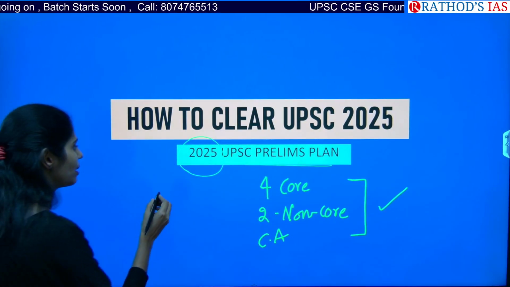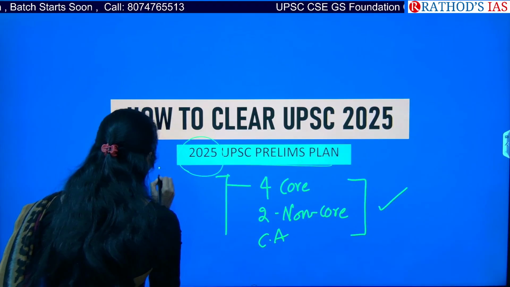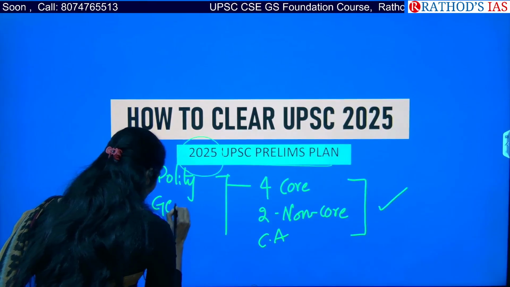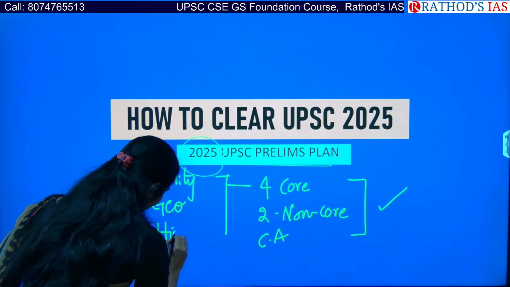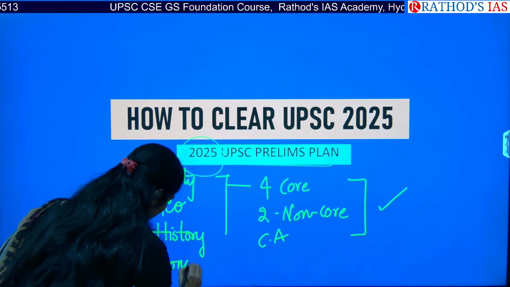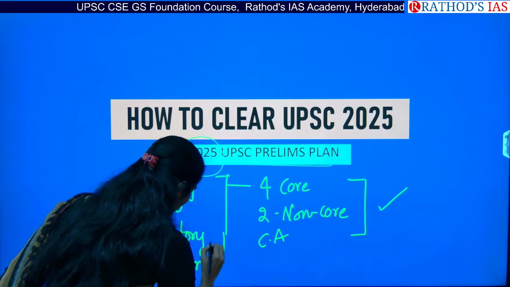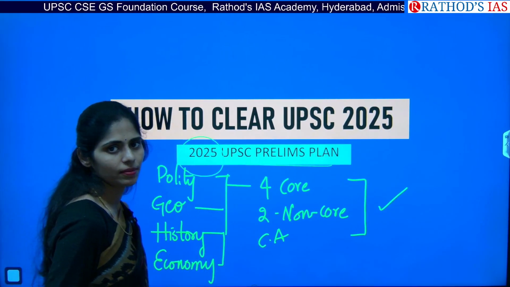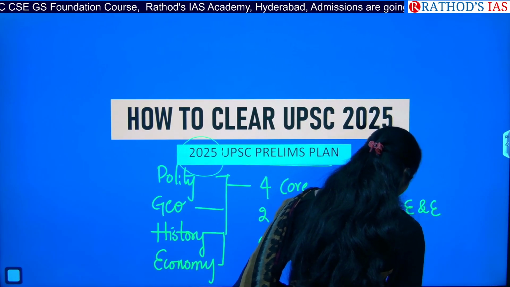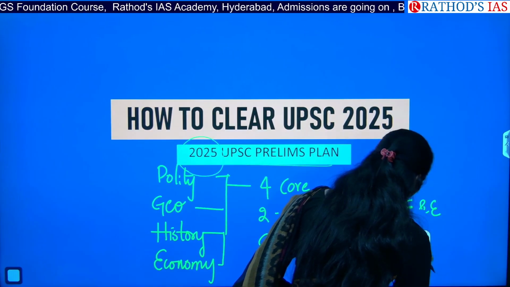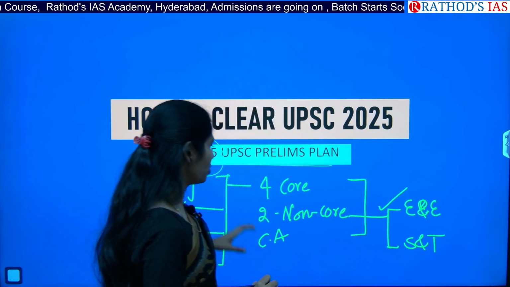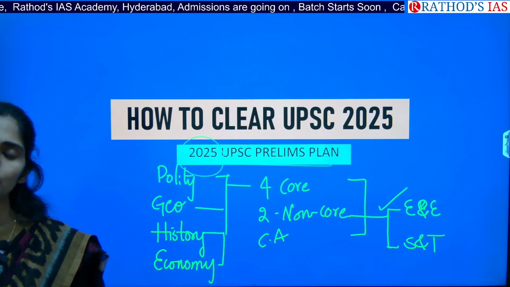Those core subjects are, first, polity, second, geography, third, history, and fourth, economy. So these are the 4 core areas. And the other 2 non-core areas are, first, environment and ecology, and second, science and technology. Okay, so from these 7 areas only you will get questions.